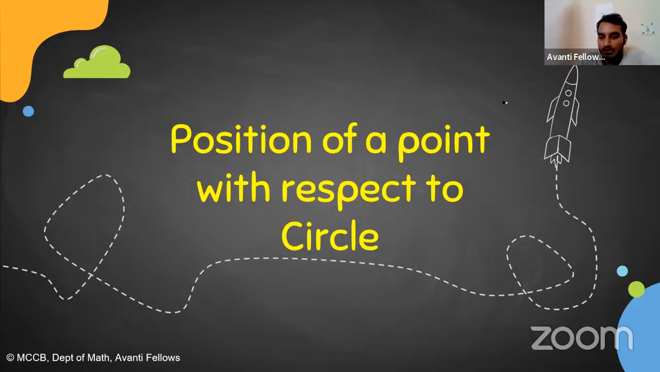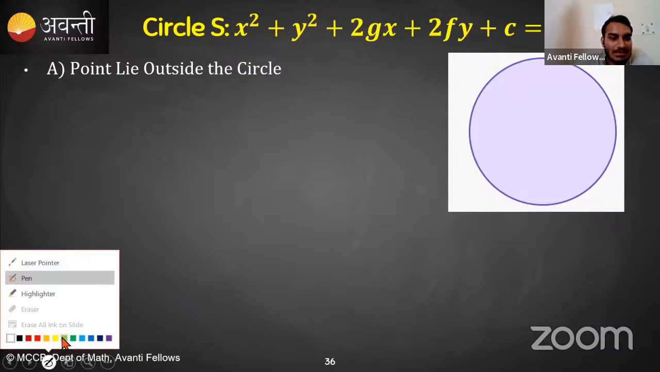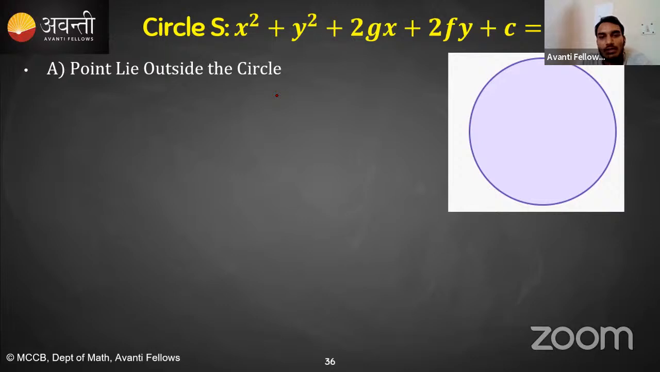Okay, so let's start. First is point P. The circle is given: x square plus y square plus 2gx plus 2fy plus c equal to 0. Let's say this is the point P, x1 comma y1. And let's say this is the center of the circle, which is minus g comma minus f. And the radius of the circle is r, right?